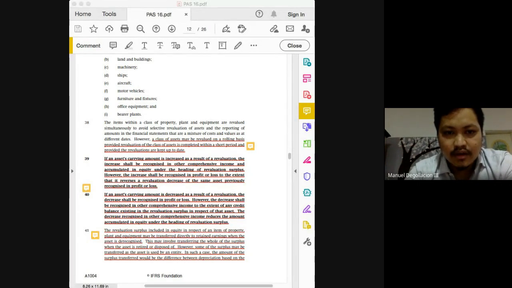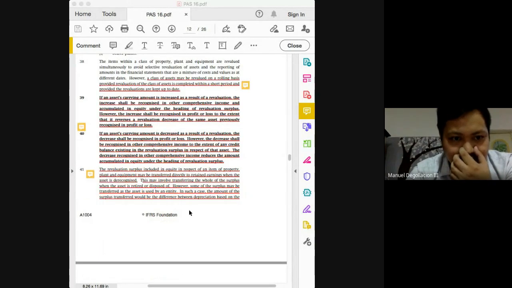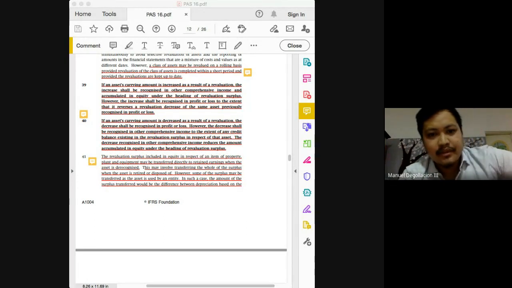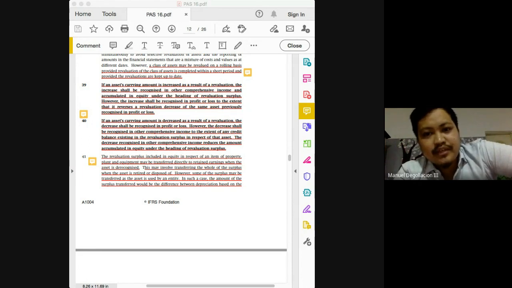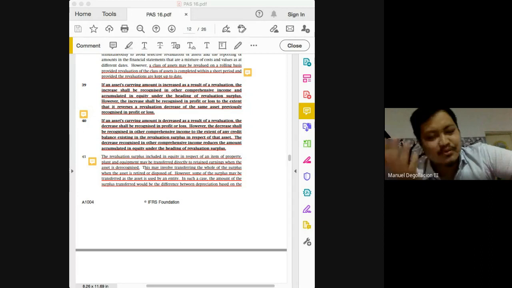Going on to paragraph 41, the revaluation surplus included in equity in respect of an item of property, plant, and equipment may be transferred directly to retained earnings when the asset is derecognized. Just please absorb paragraph 41, class.